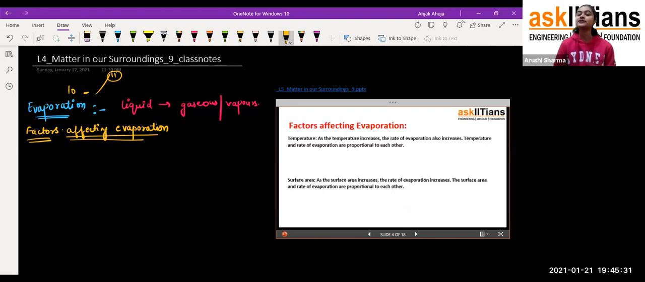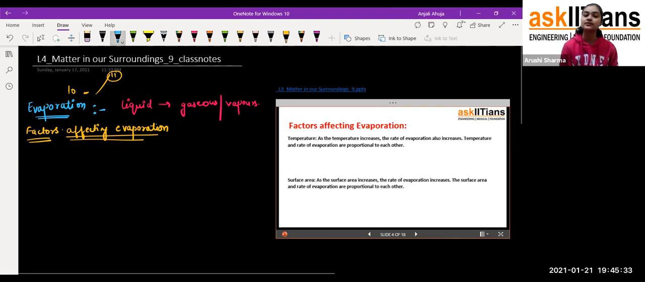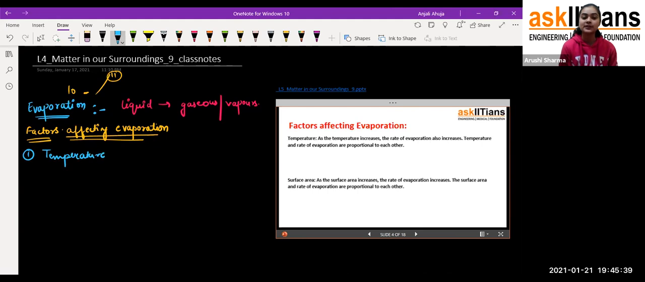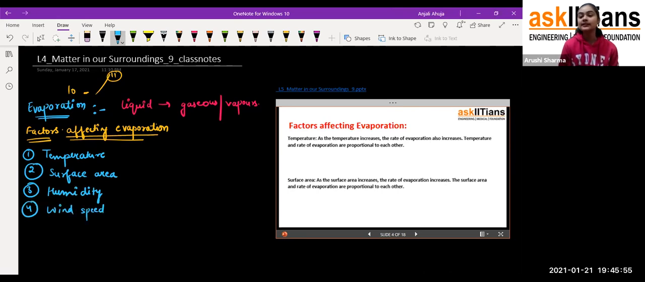So students, first of all, starting with the temperature. I'll explain one by one how these factors are affecting evaporation. So first is the temperature. Second is the surface area. Third is the humidity. And fourth is the wind speed. These are the factors which affect the rate of evaporation. Now how they affect it, we are going to discuss that.